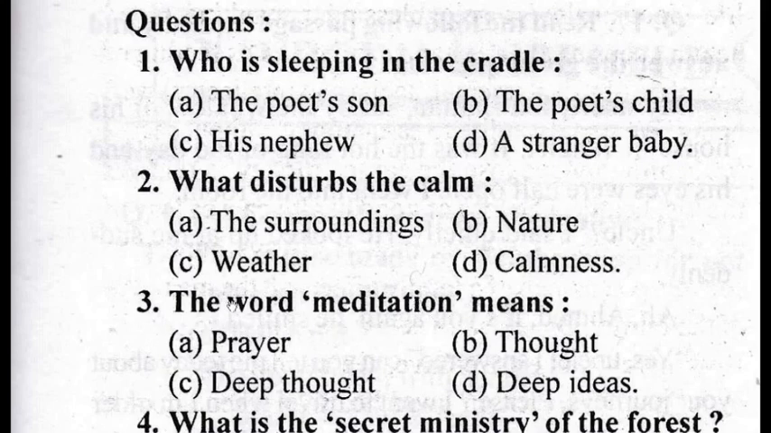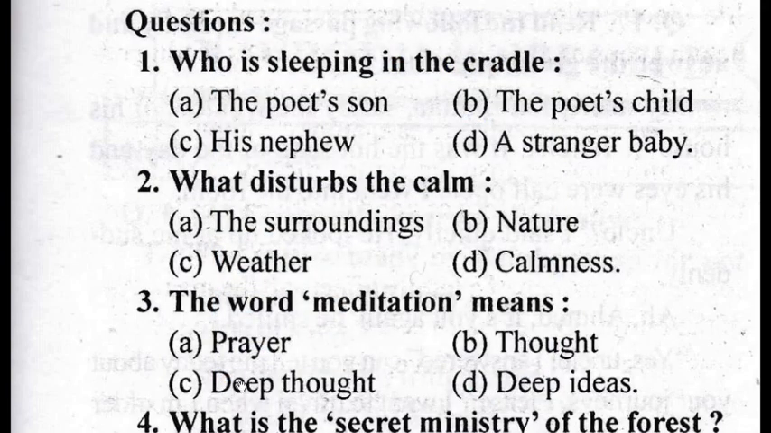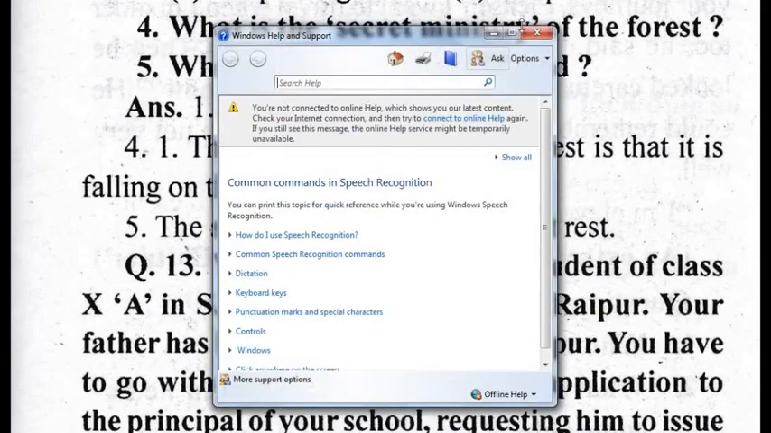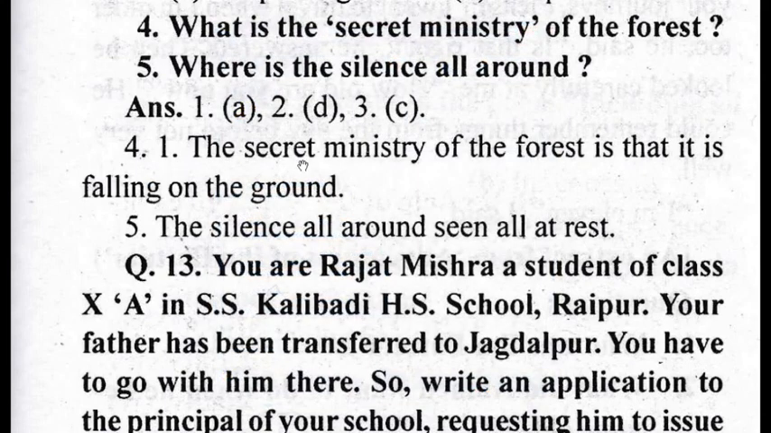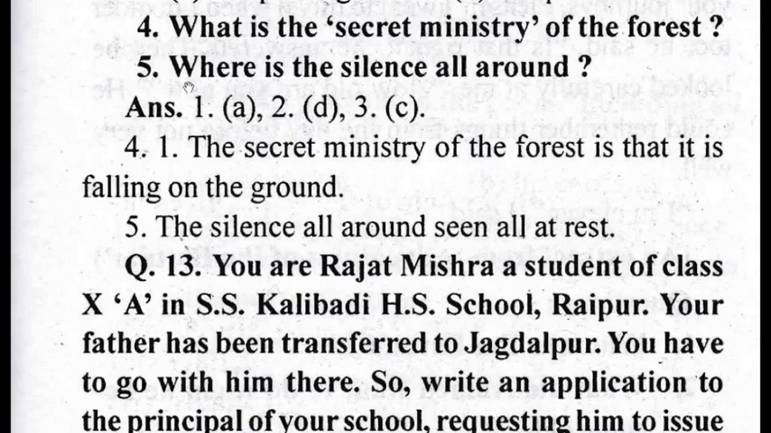Now question number 3. The word meditation means? Option A. Prayer. Option B. Thought. Option C. Deep thought. Option D. Deep idea. So the correct option is deep thought. Now come to question 4. What is the secret ministry of the frost? So here is the answer. The secret ministry of the frost is that it is falling on the ground. Question 5. Where is the silence all around? The answer is, the silence all around is seen, all at rest.